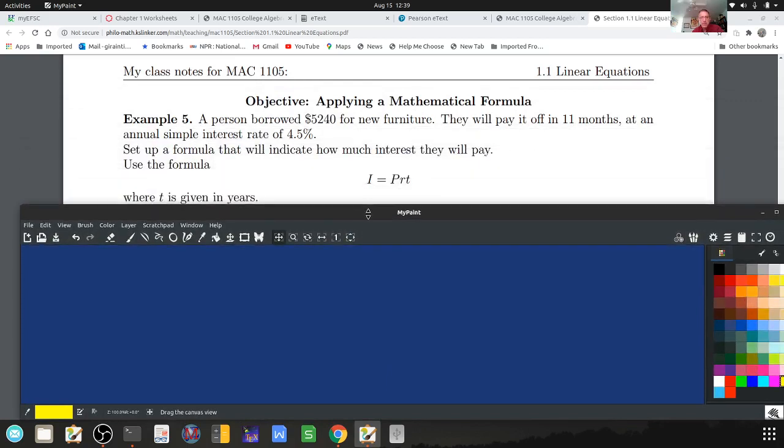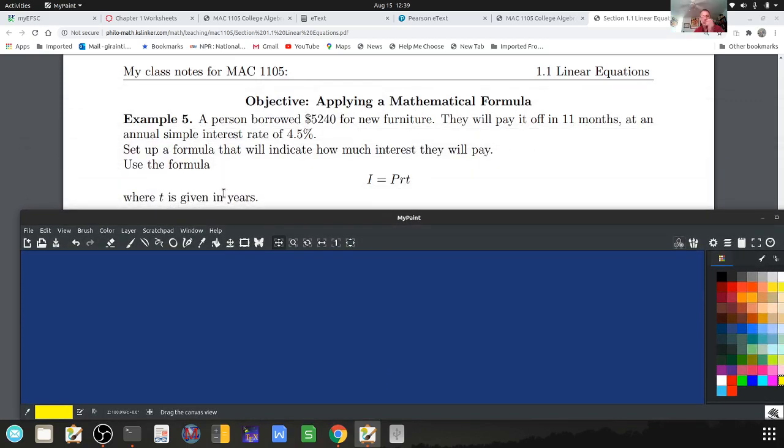So we're going to be using this formula. Let's read. This is a word problem. A person borrowed $5,240 for new furniture. They will pay it off in 11 months at an annual simple interest rate of 4.5%. Set up a formula that will indicate how much interest they will pay. Use the formula with T given in years.